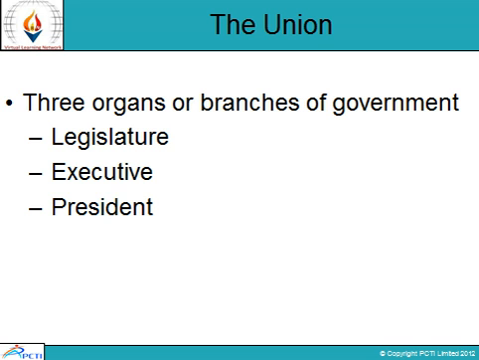Next, coming towards the union: executive, legislature, and judiciary. The three organs or branches of government are legislature, executive, and judiciary. So coming towards the legislature: at its independence, India chose to adopt a parliamentary form of government. In such a form of government, the president is the head of the state, while real executive power is exercised by the head of government, that is, the Prime Minister, in association with his council of ministers, all of whom are collectively responsible to the parliament.